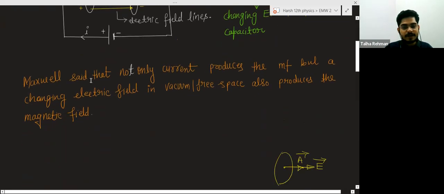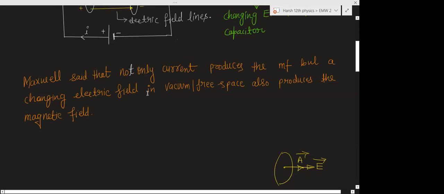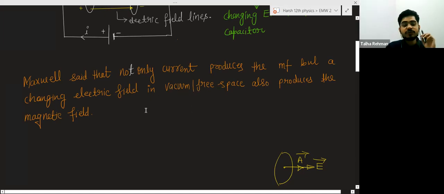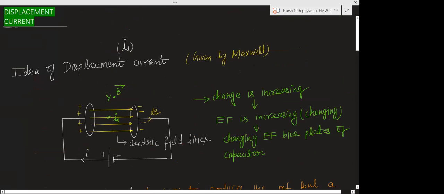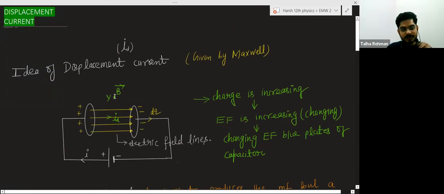Okay, so here I have written: Maxwell said that not only current produces the magnetic field, but a changing electric field in vacuum or free space also produces a magnetic field. So basically, at point Y you will get the magnetic field due to the change in the electric field.